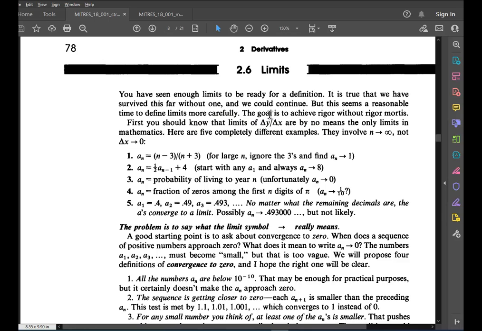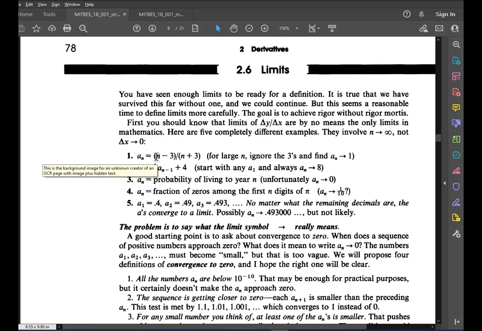We've been talking about limits of delta y over delta x, where both delta y goes to 0 and delta x goes to 0. But now let's talk about some other limits, in a more general context. All right, and I hope you can see how these things work. Here I have a sequence a_n, where n is 1, 2, 3, and so on, and a_n is (n minus 3) over (n plus 3). Now what happens when n gets bigger and bigger?